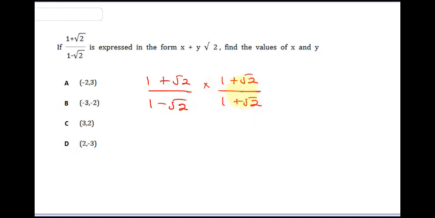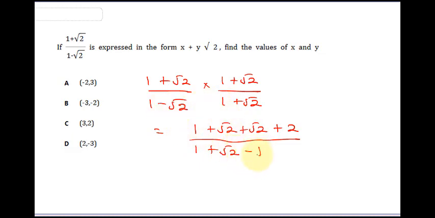So this will now be 1 plus root 2. So notice we're still multiplying this by 1. Now this is going to be 1 times 1 will be 1. 1 times plus root 2 will be plus root 2. Plus root 2 times 1 will give us plus root 2, and plus root 2 times plus root 2 will give us what? 2 all over. We have 1 times 1, 1. 1 times plus root 2, we have plus root 2. Minus root 2 times 1 will give us minus root 2, and minus root 2 times plus root 2 will give us minus 2.